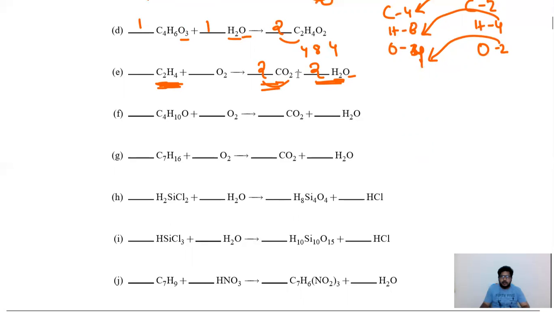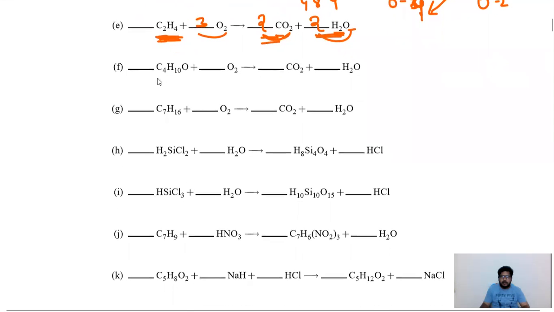Carbons 2 done. Oxygens how many? 2 into 2 it is 4 plus 2, 6. Now if you substitute 3 here, 3 into 2 it is 6. Now F you can balance. What you can get? C4 only C. So substitute 4. Carbons 4 now. Now hydrogens how many we have? 10. How many hydrogens here we have? 2. So you can substitute 5.